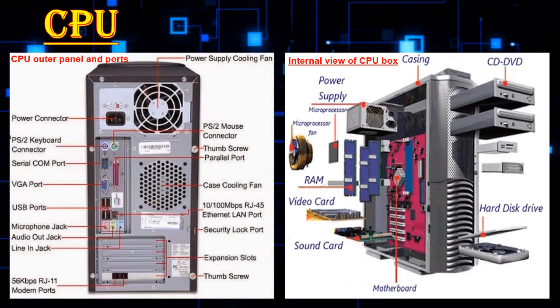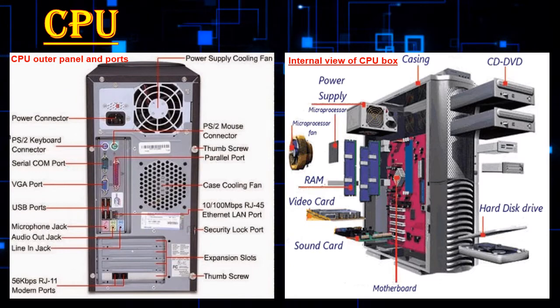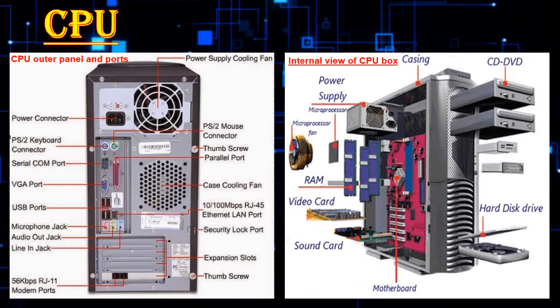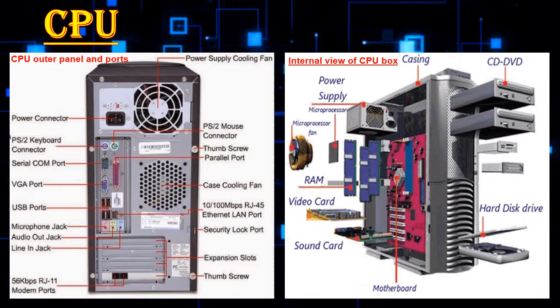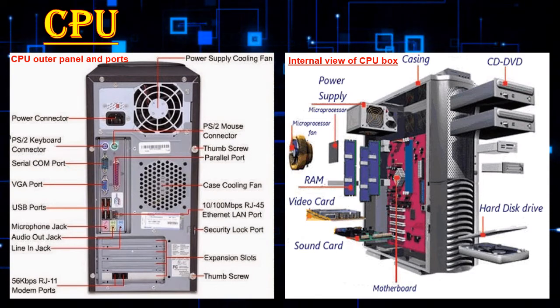Here we can see two pictures of the CPU. One is the back of the CPU, which is showing us the outer panel and ports. In the other picture we can see the internal view of the CPU box.